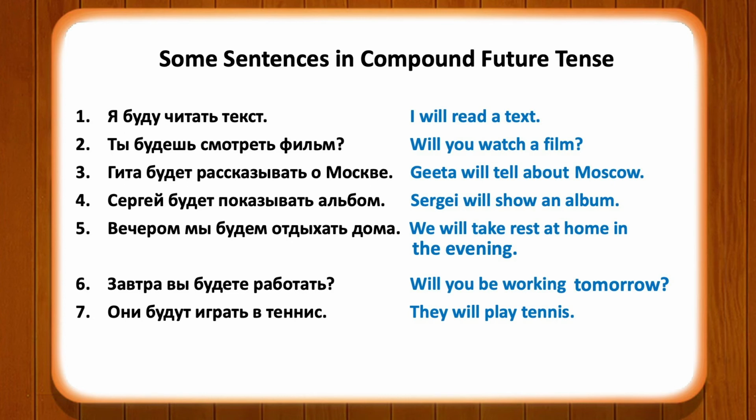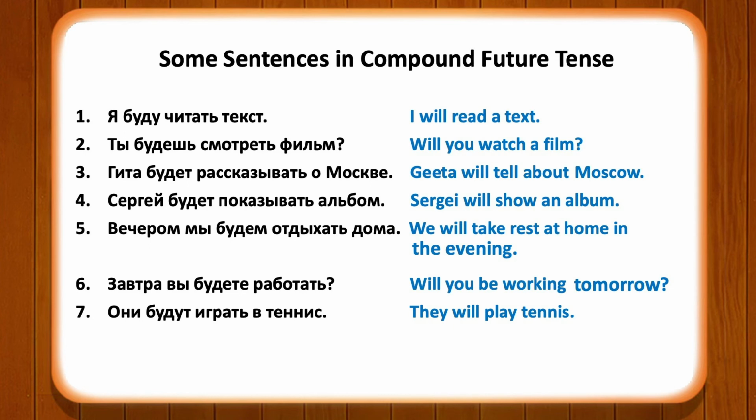In the next sentence, the verb показывать is being used. Показывать means to show. The verb показывать is being used in future tense. Сергей будет показывать альбом. Альбом means album. So to show an album, показывать альбом. Sergei is the name of a boy. That is why the conjugated form of the verb быть is taking the form of будет. Сергей будет показывать альбом. It means Sergei will be showing an album, or Sergei will show an album.